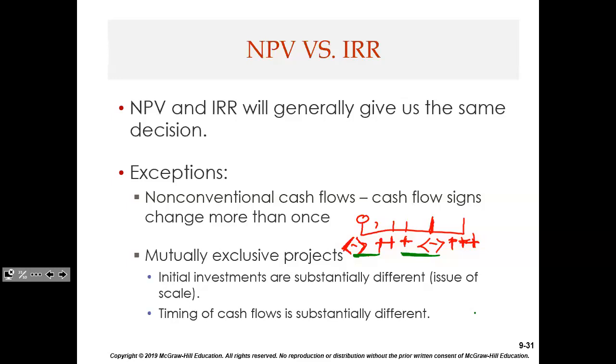Two, cash might be an issue. So you can't do that. You've got to take one or the other. That's mutually exclusive.